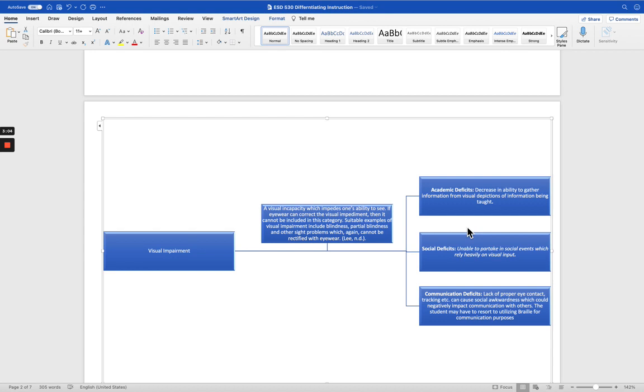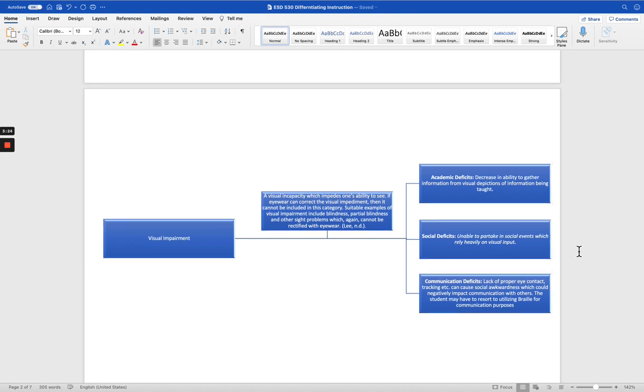I would think that a person who is having so much trouble communicating would naturally maybe climb back into their proverbial shell. The student may have to resort to utilizing Braille for communication purposes.